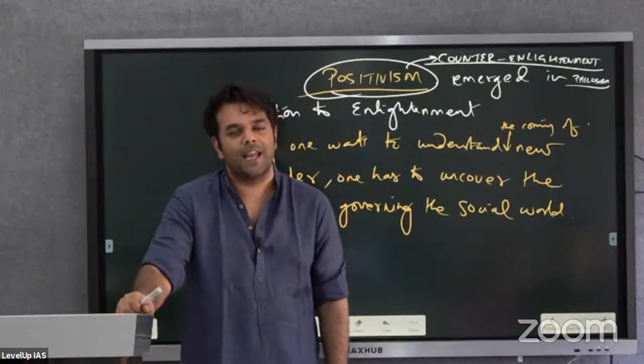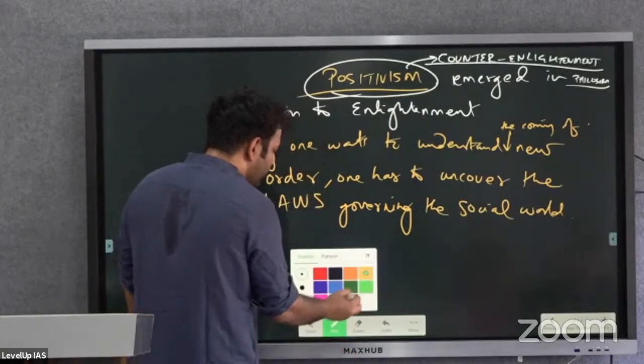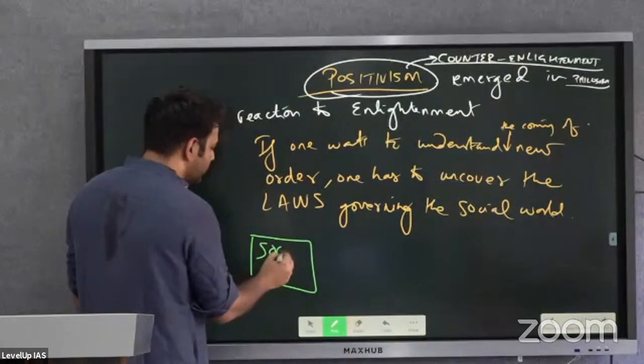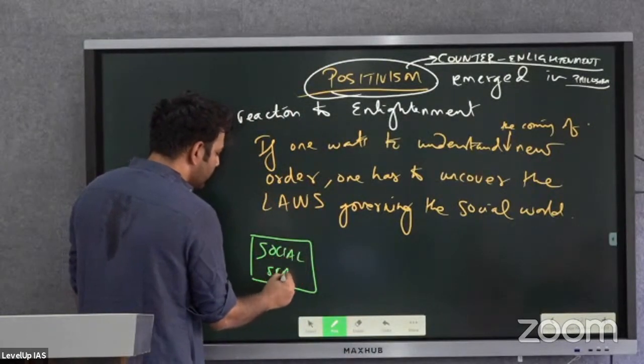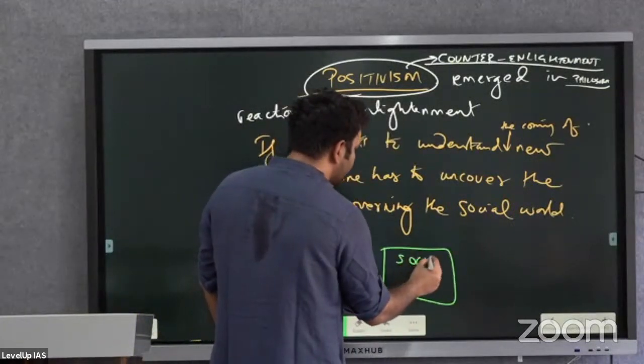And therefore, he came up with three notions. First, he talked about social statics. And then he talked about social dynamics.